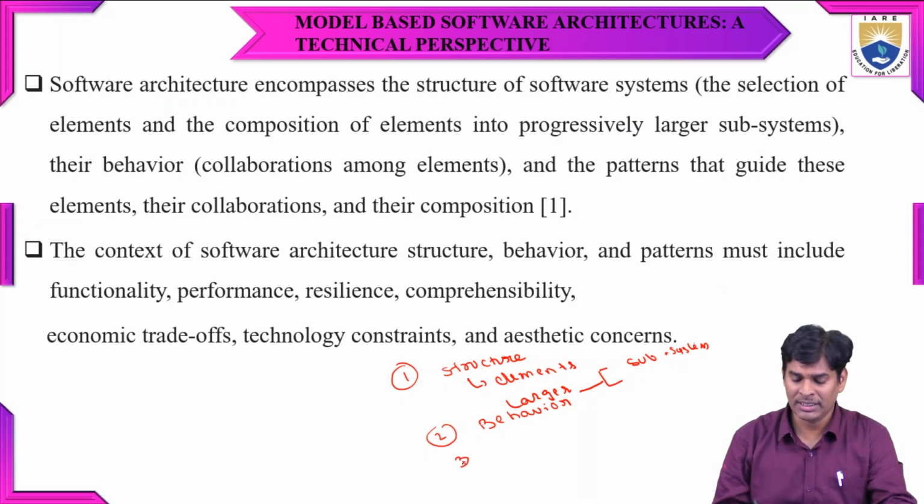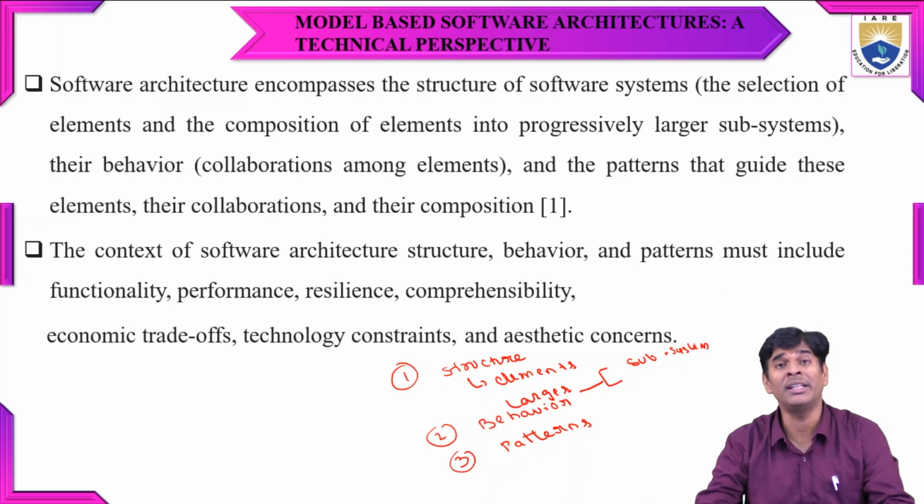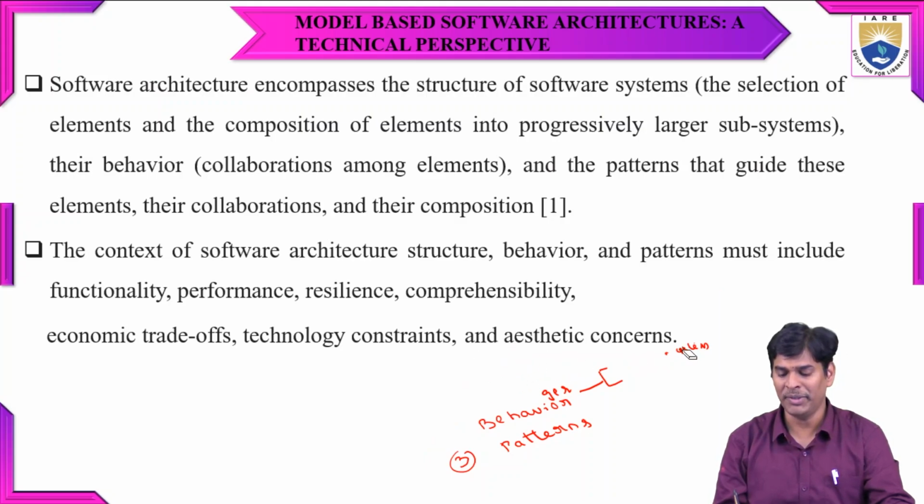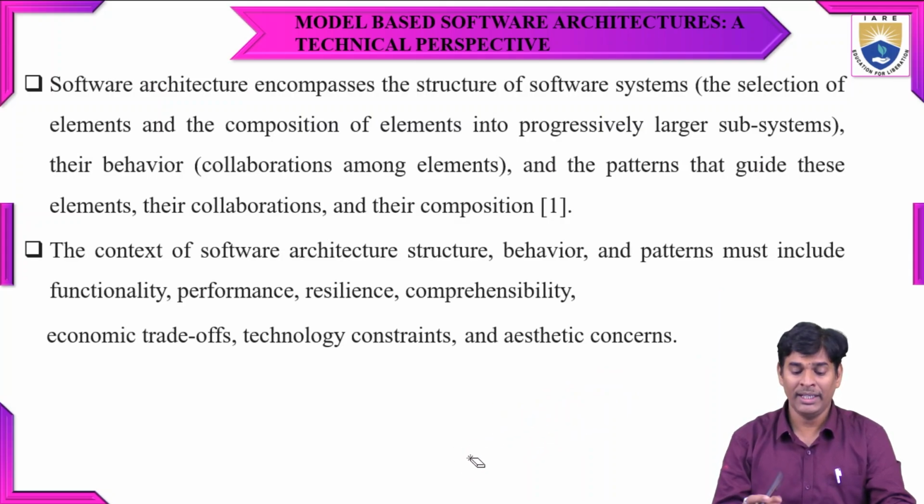And next one is patterns. These patterns tell how the information flows from one component to another component. So the software structure can be defined in many ways. Mainly they check that components have the structure, and they check the behavior and the patterns.